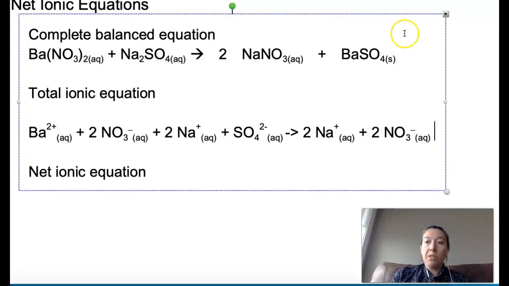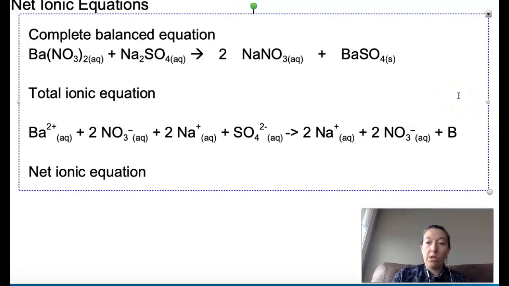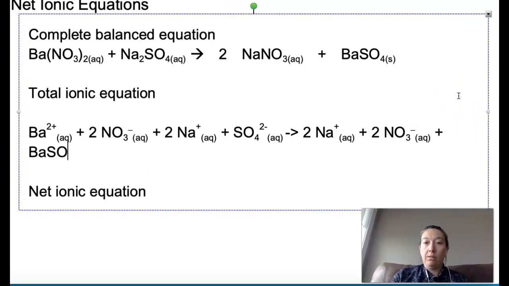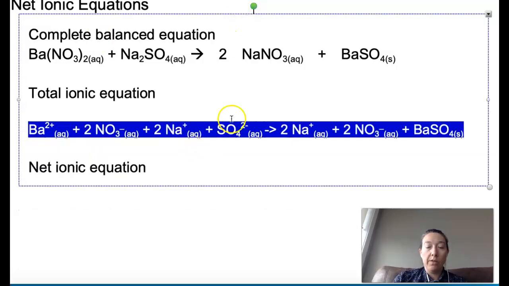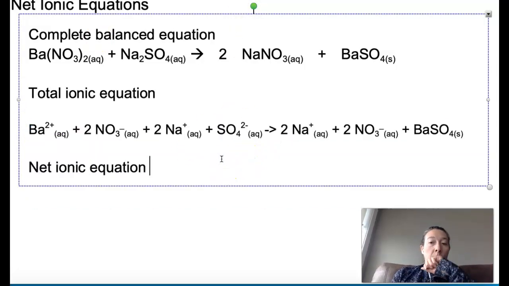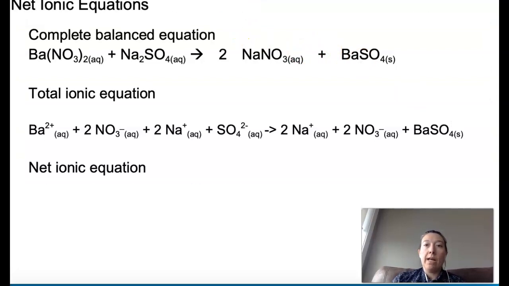And then that barium sulfate, because it was a solid, we're just going to leave it alone. We're literally just going to write it exactly the same way that it appeared in that first line. Although, of course, my font is kind of big, so it did that. Let me just make it a little smaller so that it all stays on that same line. Okay, so we broke apart everything that was aqueous and ionic. We left the solid alone, right? Solid, liquid, gas, we don't touch them. Those stay the same.